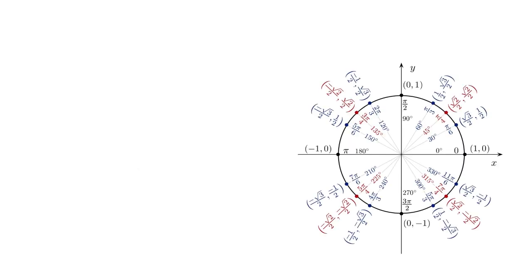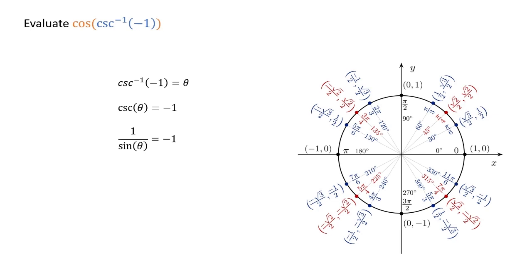Let's take a look at our last example, the cosine of the inverse cosecant of -1. To get started, we're going to look at the inside function again. The inverse cosecant of -1 represents some angle theta. Let's re-express this as the cosecant of theta is -1. Now, cosecants are kind of hard to deal with, so let's change it to a sine. We know the cosecant is the reciprocal of the sine, so 1 over sine is still -1. With a little bit of algebra, we can put sine in the numerator and see that the sine of theta is -1.